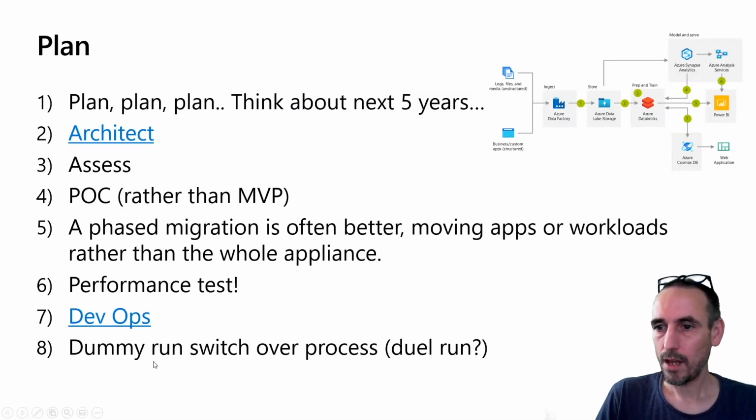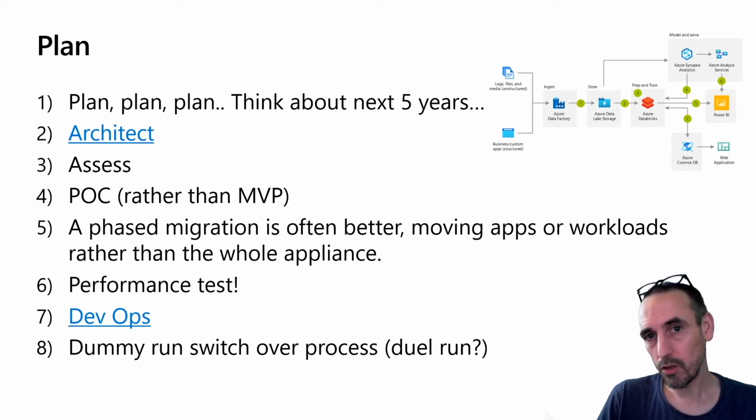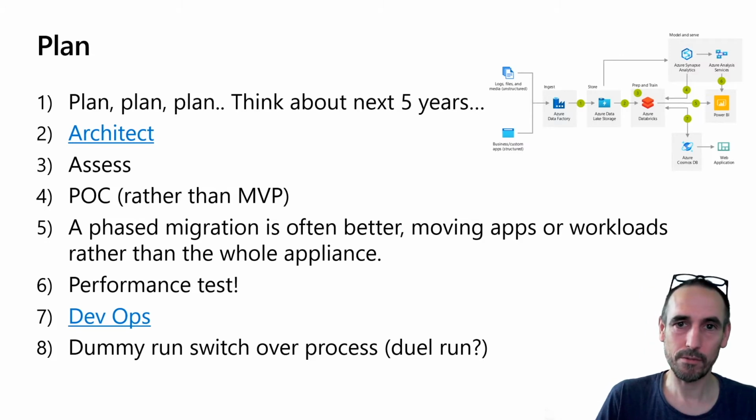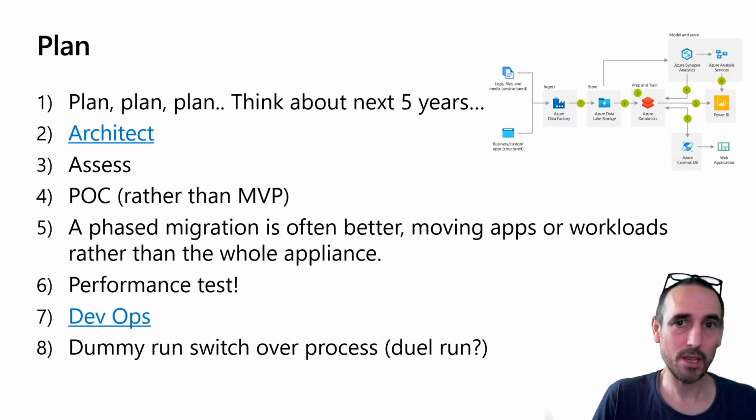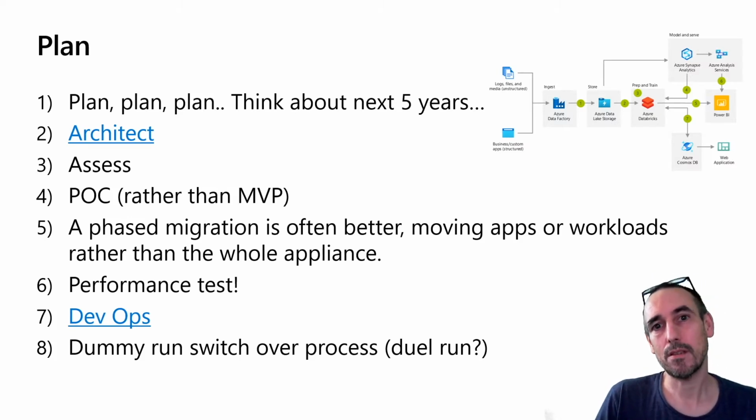All right. And dummy runs and switchover processes. Do dual run. So some of my customers are dual running the old system and the new system, and then they're comparing data between the two using hash algorithms to compare multiple columns, not just row counts, to make sure that the data in both systems is correct, and that gives the business the confidence that the data is exactly the same.